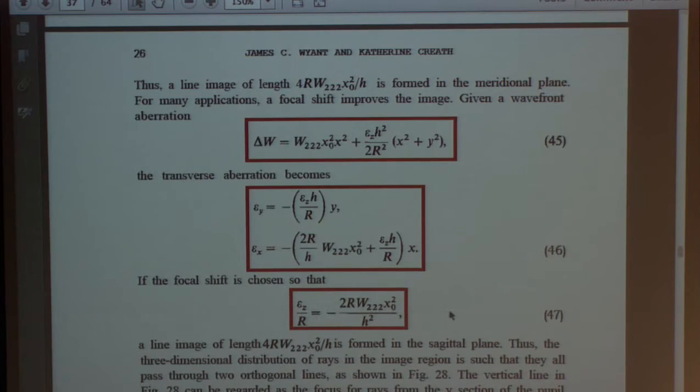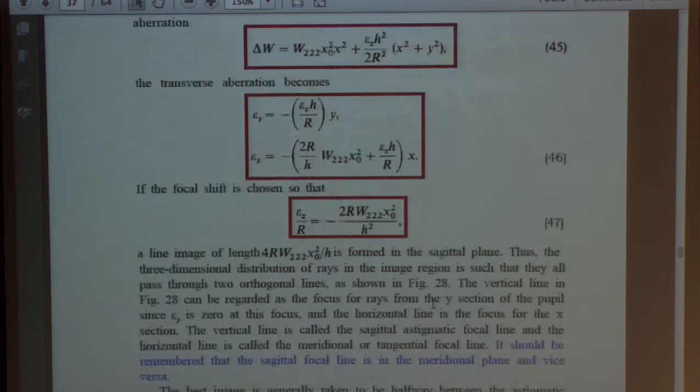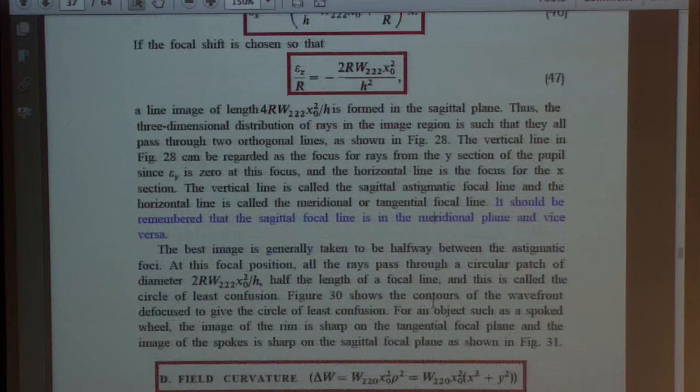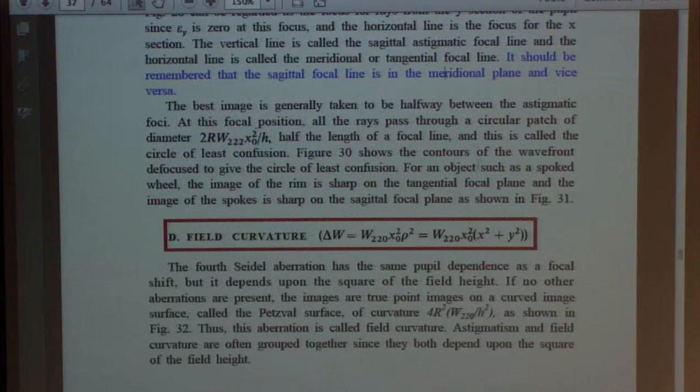And so you can calculate quite easily what focal shift you need to get rid of the epsilon sub x. You know, maybe the best image is halfway in between. And we'll call that, again, the circle of least confusion. And what does the contour map look like at the circle of least confusion? Well, let's see.